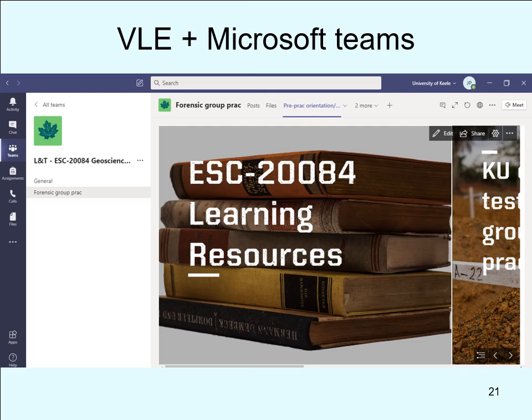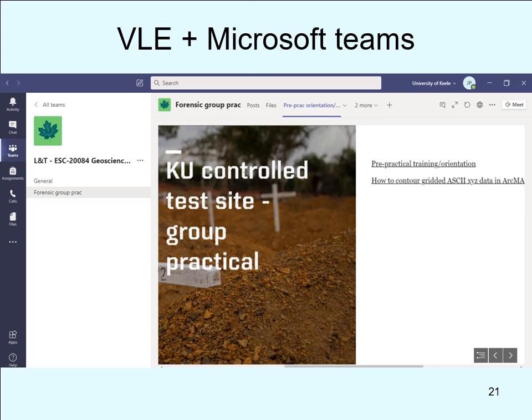Don't forget, we've spent quite a lot of time putting your online resources together, both on the VLE and increasingly on Microsoft Teams. So do have a little flick through that. There are lots of things to help with your practical, your in-course assessments, and also how to do things, and some reading lists as well. So do read through all that.